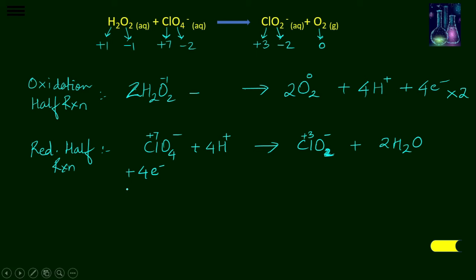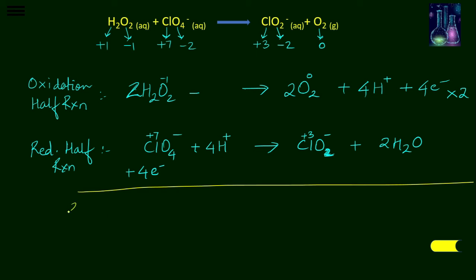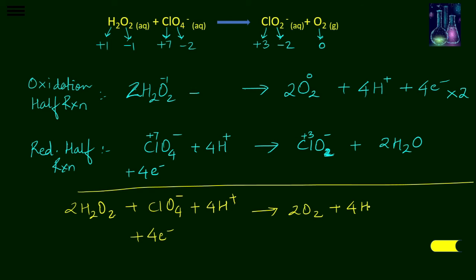Now it's time to write the overall reaction. So when writing the overall reaction, just add all of them up, and now you have 2H2O2 plus ClO4 minus plus 4H plus plus 4 electrons gives 2O2 plus 4H plus plus 2H2O plus ClO2 minus plus 4 electrons.